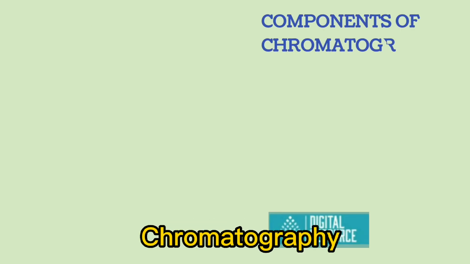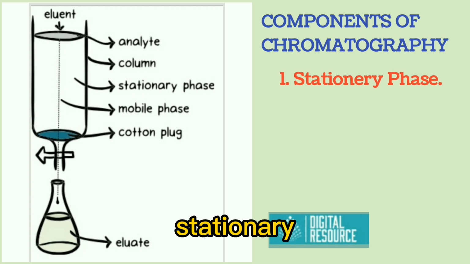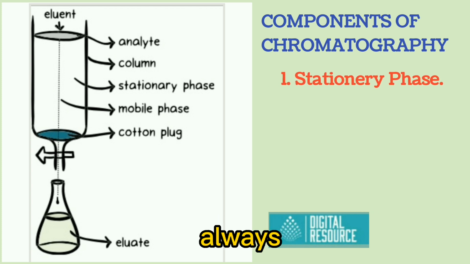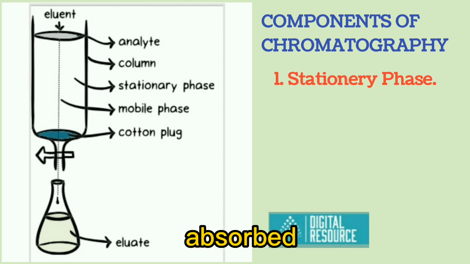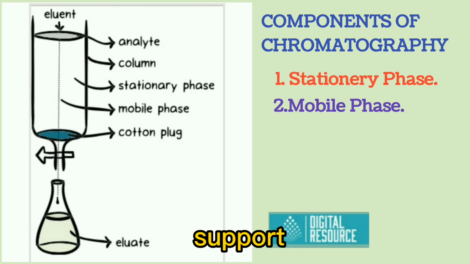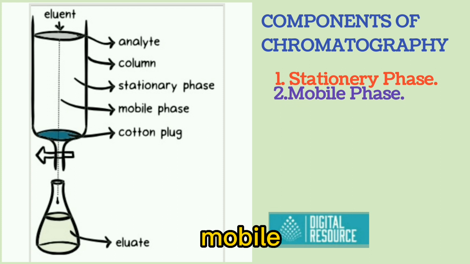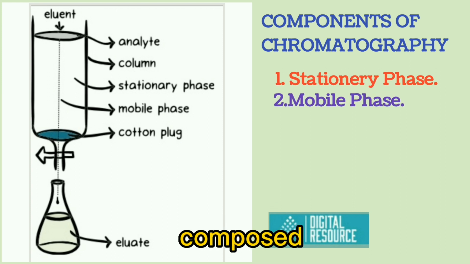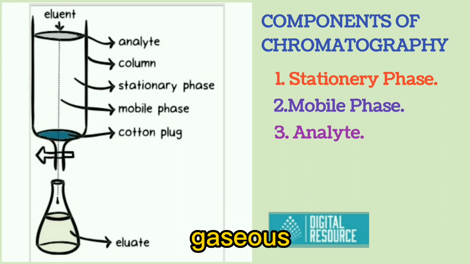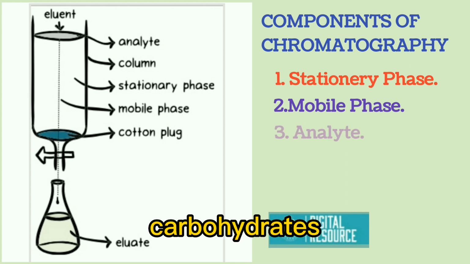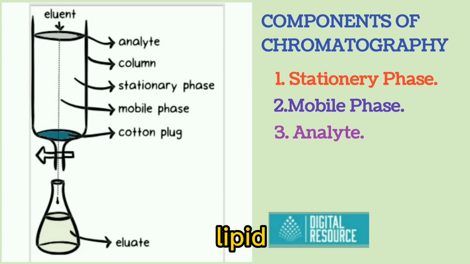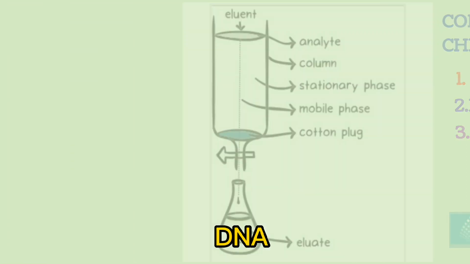Components of chromatography. 1. Stationary phase. This phase is always composed of a solid phase or a layer of a liquid adsorbed on the surface of a solid support. 2. Mobile phase. This phase is always composed of a liquid or a gaseous component. 3. Separated molecules or analyte. These are the macromolecules such as amino acid, carbohydrates, lipid, plant extract and DNA.